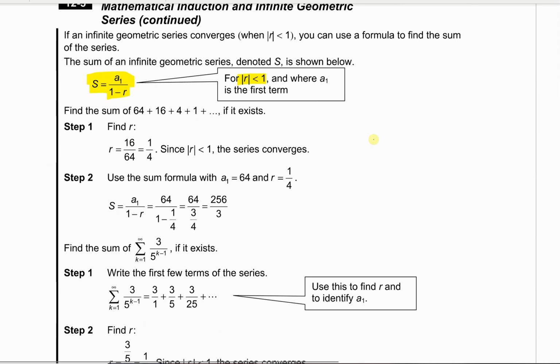This one here, the example, 64, 16, 4, 1, and so on. They divide, they get r is 1/4. First term is 64. So we're going to plug those into the formula. 64 divided by 1 minus 1/4. That's 64 divided by 3/4. Keep, change, flip, and you get 256 divided by 3.